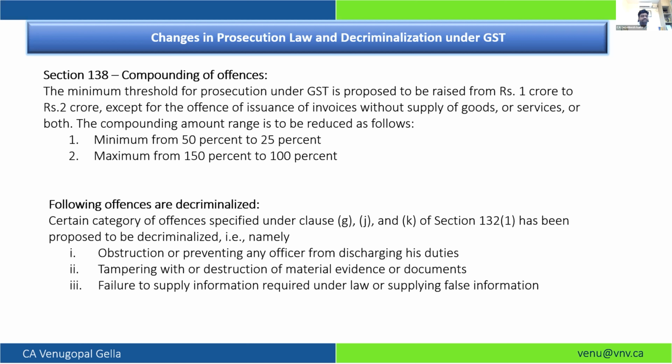Now coming to the decriminalized activities. Section 132 has provided the list of such offenses. So out of this, certain offenses have been removed. We'll see what all those offenses are. The first is obstruction or preventing any officer from discharging his duties, then tampering with or destruction of material evidence or documents, and failure to supply information required under any law or supplying false information. All these three have been removed from the serious offenses list, that is, the offenses which are provided under Section 132.